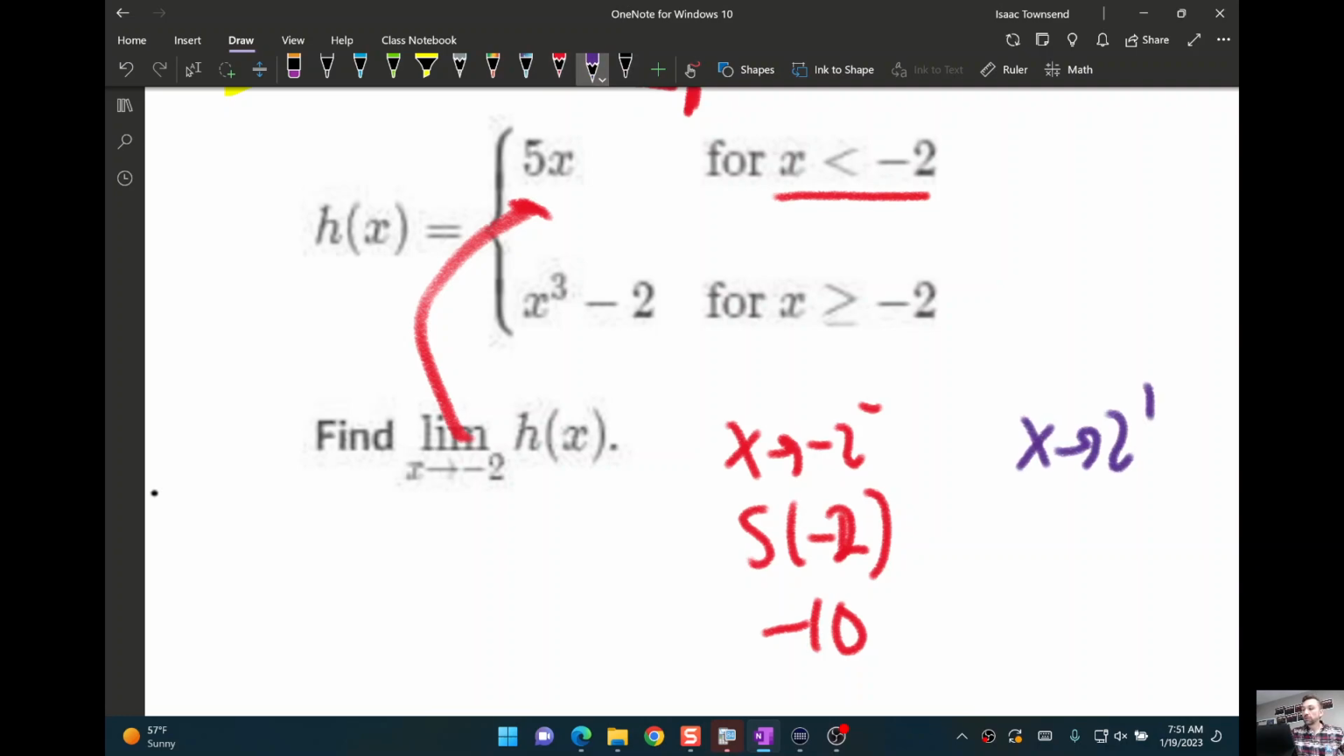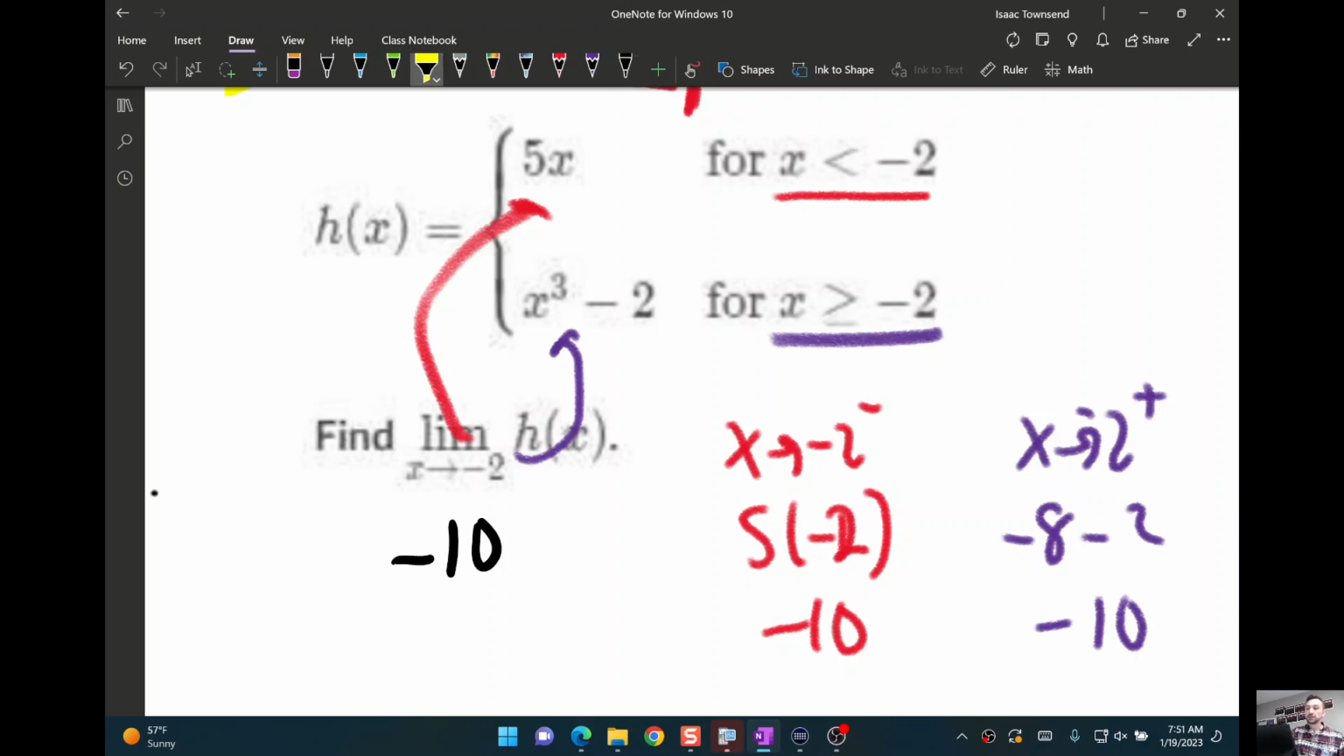From the right, that's when x is slightly bigger than -2. This is saying when x is bigger than -2, so you should be plugging it into the bottom one for the right limit. -2 times -2 times -2 would be -8. Minus 2 more also gives you -10. And because the limit from the left is equal to the limit from the right, then the limit without a direction has to be both of those, and so -10 is what you were looking for.